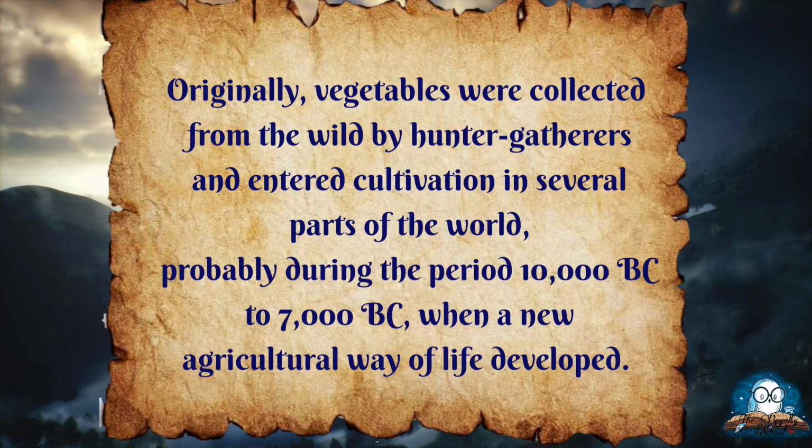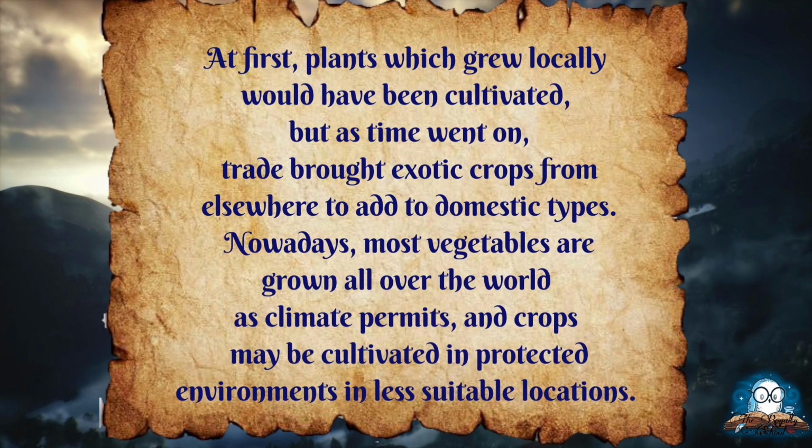Originally, vegetables were collected from the wild by hunter-gatherers and entered cultivation in several parts of the world, probably during the period 10,000 BC to 7,000 BC, when a new agricultural way of life developed. At first, plants which grew locally would have been cultivated, but as time went on, trade brought exotic crops from elsewhere to add to domestic types.